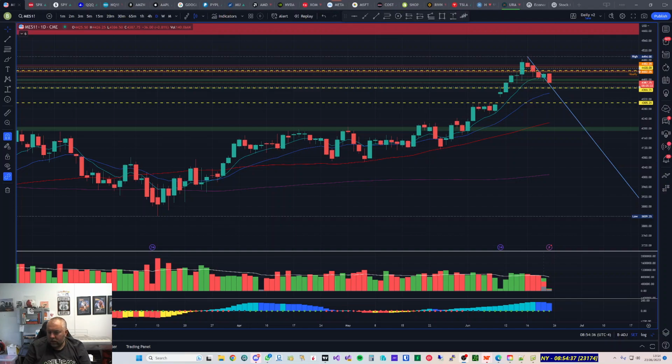Good morning. Today is the 23rd of June 2023 and this is my trade plan for today. Right, I've got the MES or the ES chart open on the daily at the moment.